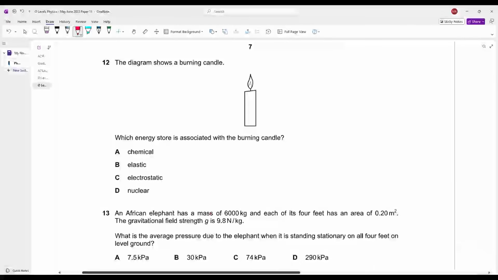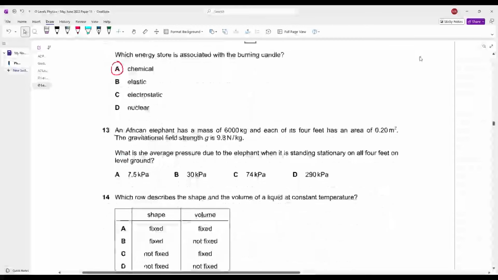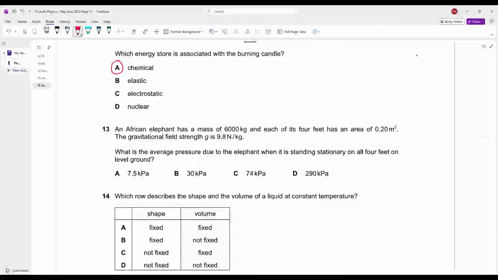The diagram shows a burning candle. Which energy is associated with the burning candle? हमेशा burning candle में, fuel में, पेट्रोल में, गैस में किस तरह की एनर्जी होती है? केमिकल एनर्जी. सिंपल.